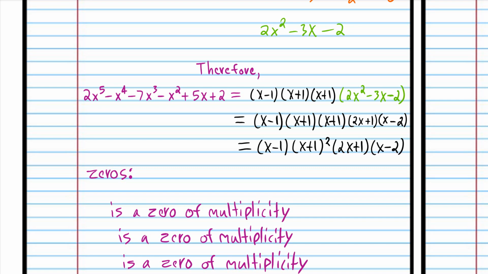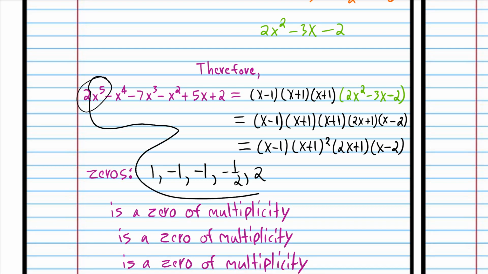We can see the zeros. We have -1. Actually, let's do it from left to right. We have +1. We have -1 twice, -1/2, and then 2. So we have a 5th degree polynomial, and we have 5 roots if we consider this repeated root twice.